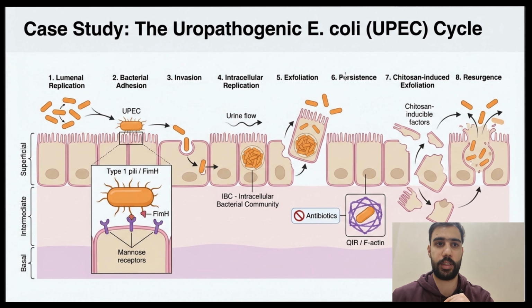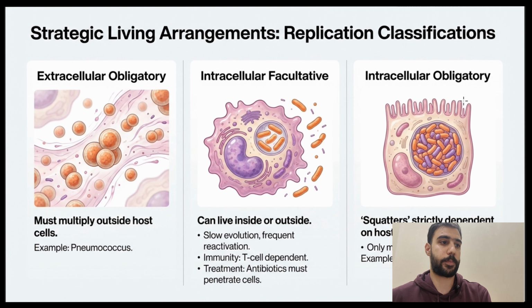If we talk about bacteria in general again and their pathogenic characteristics, we have obligatory extracellular. These bacteria multiply only outside the host cells, for example, pneumococcus. Or we have intracellular facultative. It's when the bacteria can replicate outside of the cell and inside of the cell, as we saw just with E. coli. This will be slow evolution. The bacteria will replicate slowly inside the cell, but will have frequent reactivations and they can evade the immune system inside the cells. And for these bacteria, we need antibiotics that can penetrate the cell.